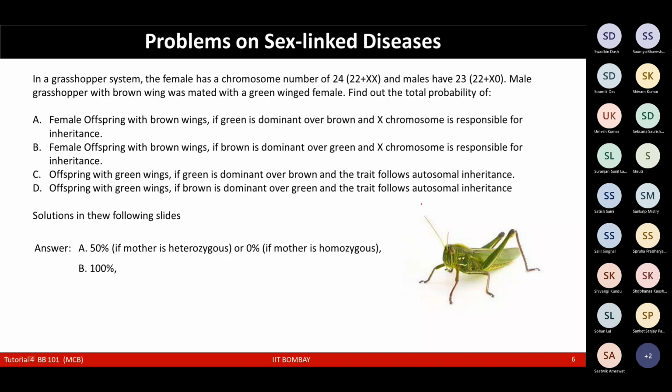Offspring with green wings if green is dominant over brown and the trait follows autosomal inheritance. Anybody? C part, you were saying? Yeah. 100 for homo and 50% for hetero. So 50 if the mother is heterozygous and 100 if the mother is homozygous. Just answer the D part. Offspring with green wings if brown is dominant over green and the trait follows autosomal inheritance.